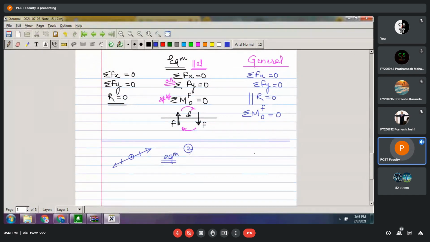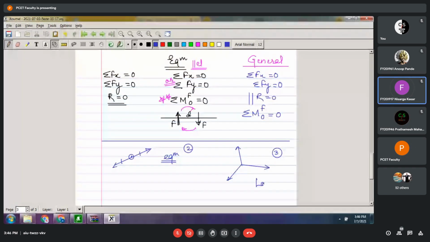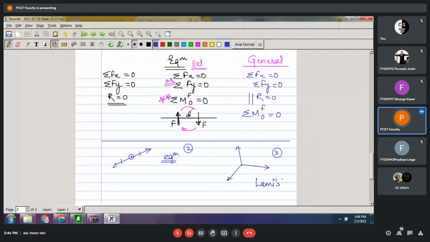When I talk about action of three forces, obviously, which theorem can I apply? Can you tell me? Do you remember? Lami's theorem. Correct, Lami's theorem. So Lami's theorem is applicable in case of equilibrium of three forces.